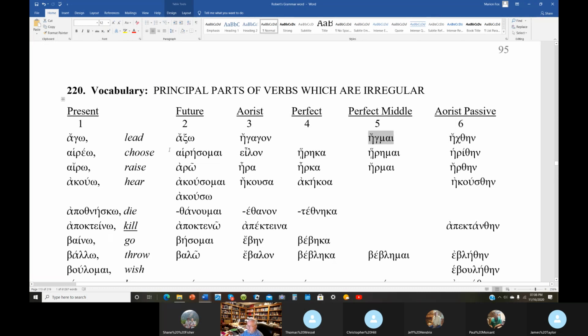It's irregular. Haireo, I choose. And again, it's irregular all the way across. Airo is I raise. And so right here, what you get is an omega with a circumflex. So it does change. So it's irregular. And this form here, they're all irregular across.